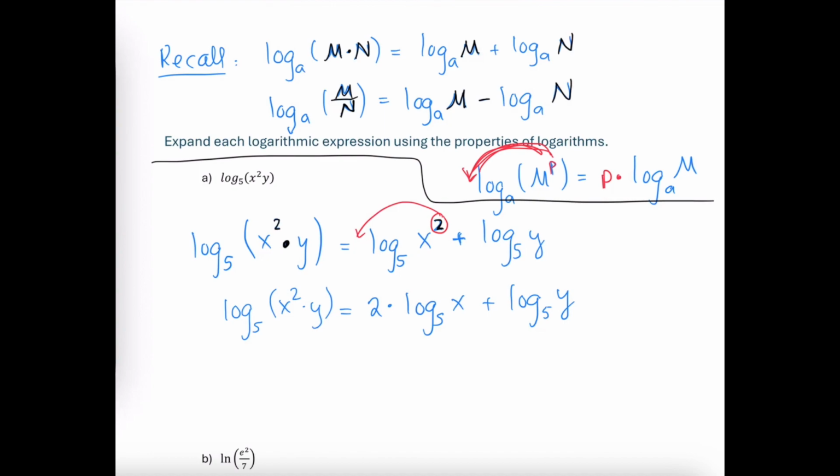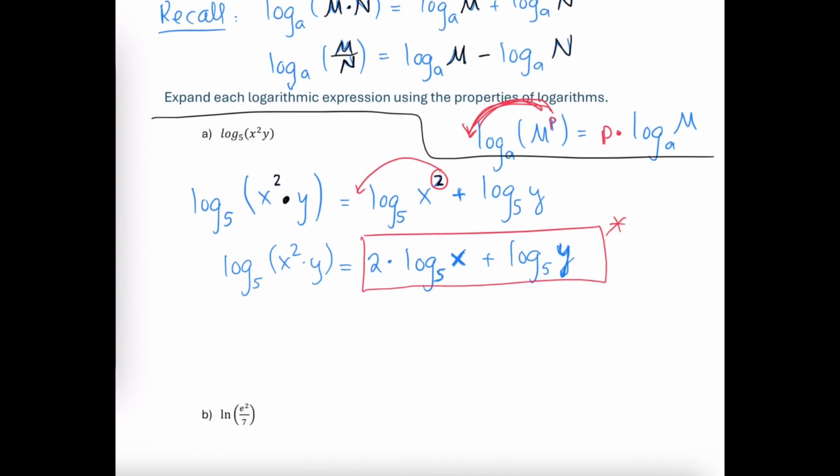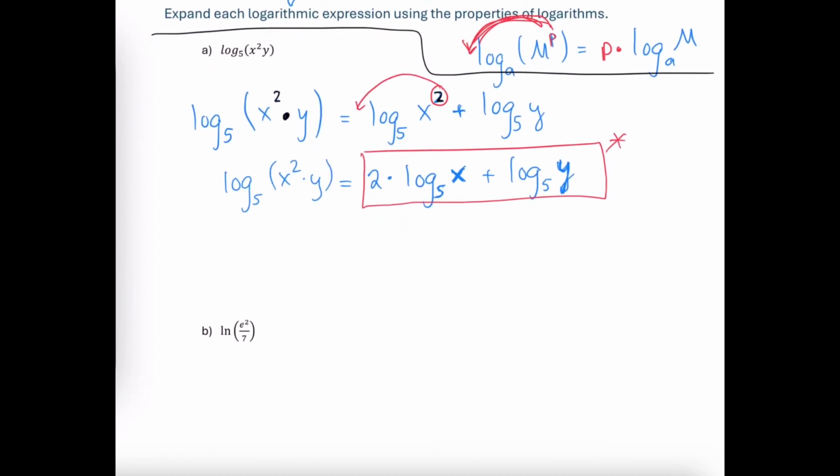And since there's nothing else that can be done as we look through the arguments of the expanded logarithms, there's no more powers, there's no more products, and none of this can be evaluated. Like, I can't say what the value of log base 5 of x is. So this is about as expanded as we can get for this first example. So we'll say that one is done.